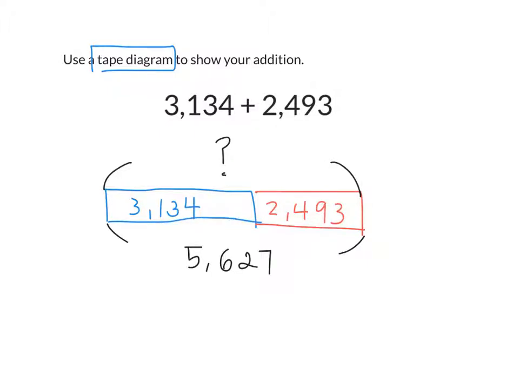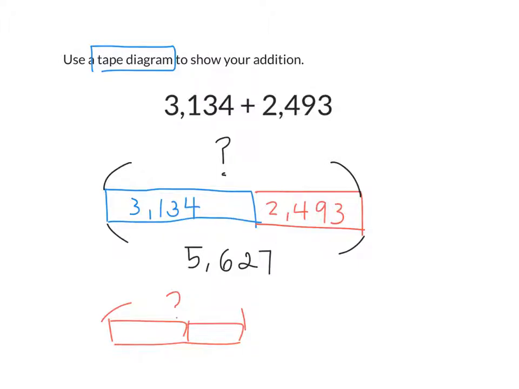Does that make sense? We have one piece of tape, we're adding on another piece of tape, and we're trying to find out how much it is altogether. If I just drew this, would that be a tape diagram? No, because there's no values. Tape diagrams always need labels.